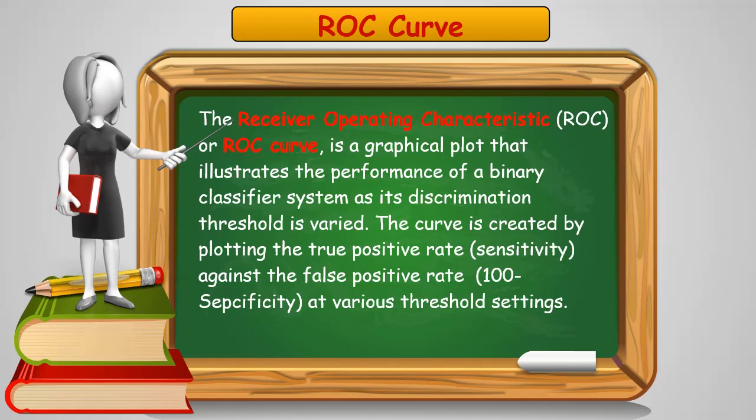One really good way of looking at this is with an ROC curve, which is the Receiver Operating Characteristics, ROC. It's a graphical plot, and it illustrates the performance of a binary classifier like a win-loss as its discrimination threshold is varied. The curve is created by plotting the true positive rate, which is our sensitivity, against the false positive rate, which is 100 minus specificity. And it does that at various threshold settings. Let's look at this graphically to show how you can see this.